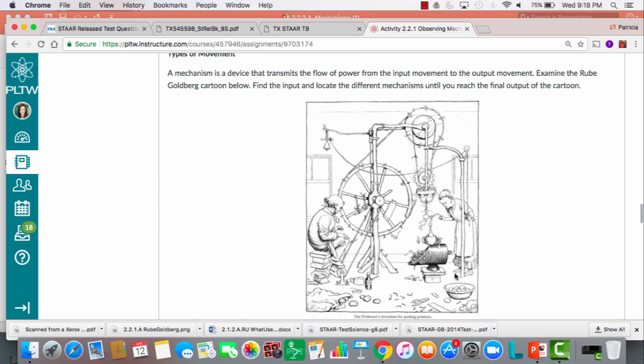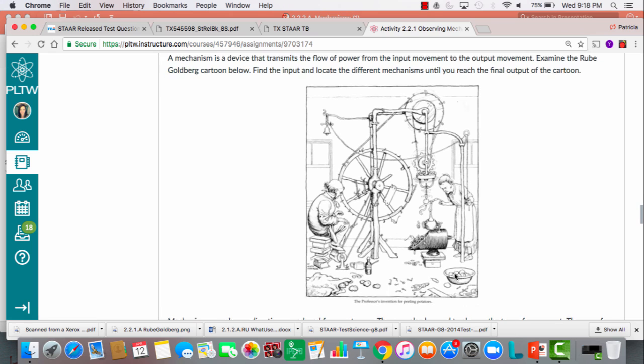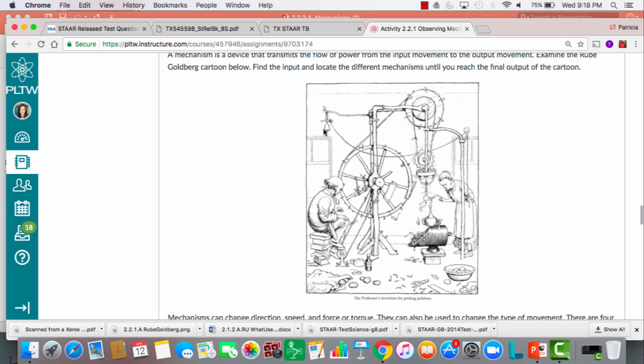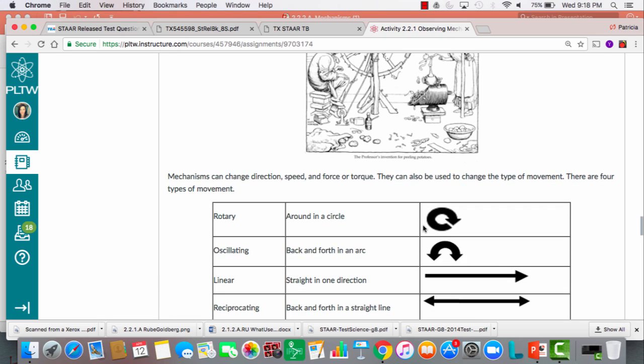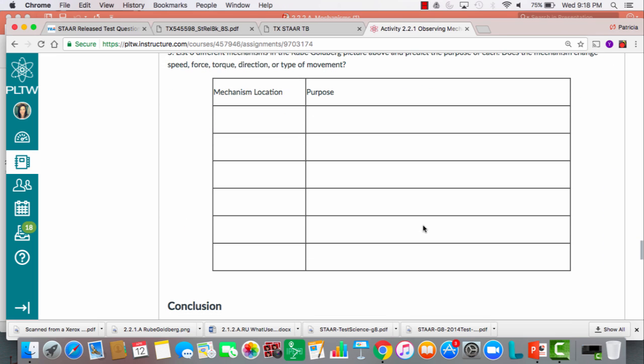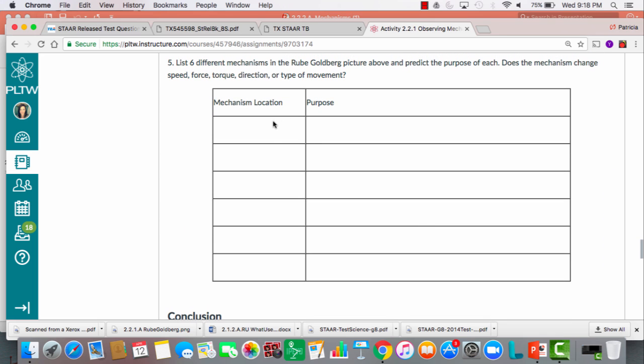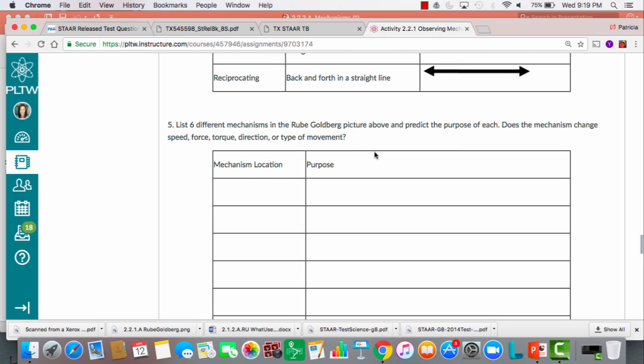And then if I'm not back in time, you should have a Rube Goldberg picture like this that is at your table. And they should have the gears numbered 1, 2, 3, 4, 5, 6. You're going to go down here to this section on number 5 and number 1, 2, 3, 4, 5, 6. And then you need to talk about the purpose of that mechanism. Is it to change the speed, force, torque, direction, and then what type of movement is it?